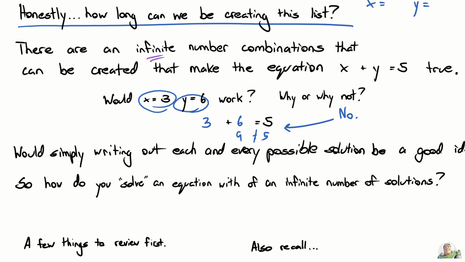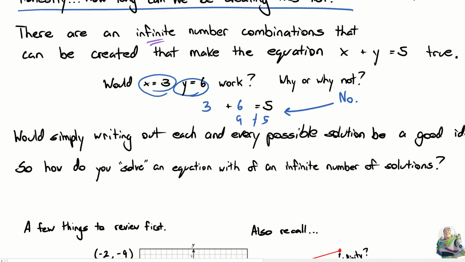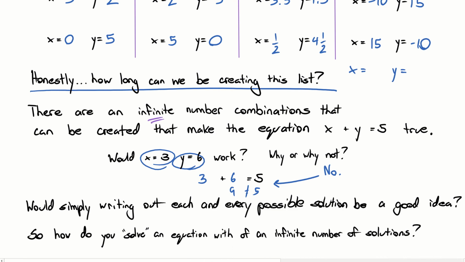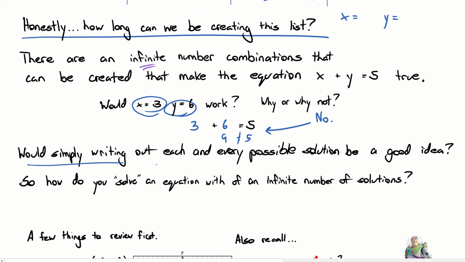Okay, so we see that there are an infinite number of numbers that work, but not every combination of numbers works. They just have to equal 5 when you add them together. And I really want you to be honest with yourself here. Would simply writing out each and every possible solution be a good idea? Knowing that there's an infinite number of combinations of two numbers that can add together to get 5, if I said your only homework tonight, your only assignment, is to list out every single number that can add, all the two numbers that can add together to get 5, would that be a very viable homework assignment? Would you actually want to do it? I hope not.